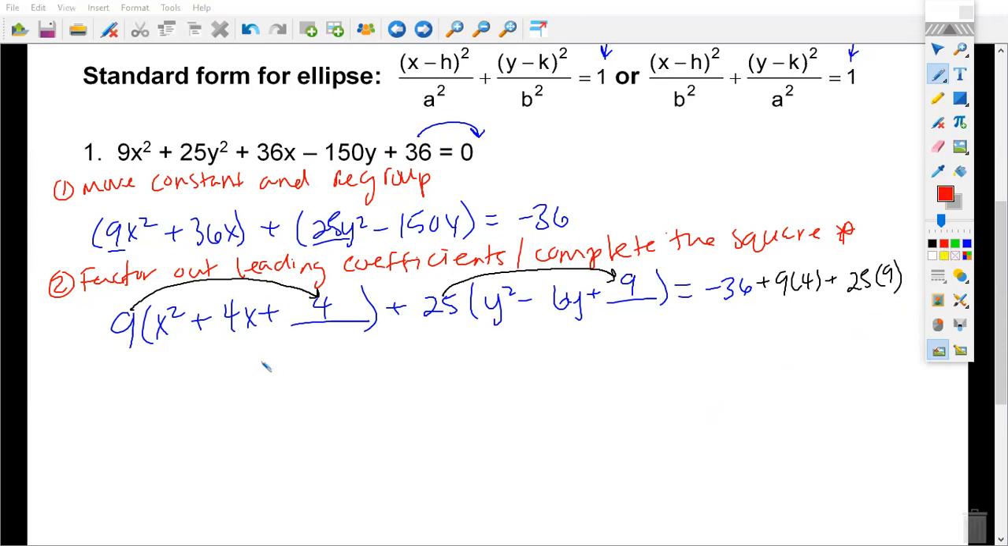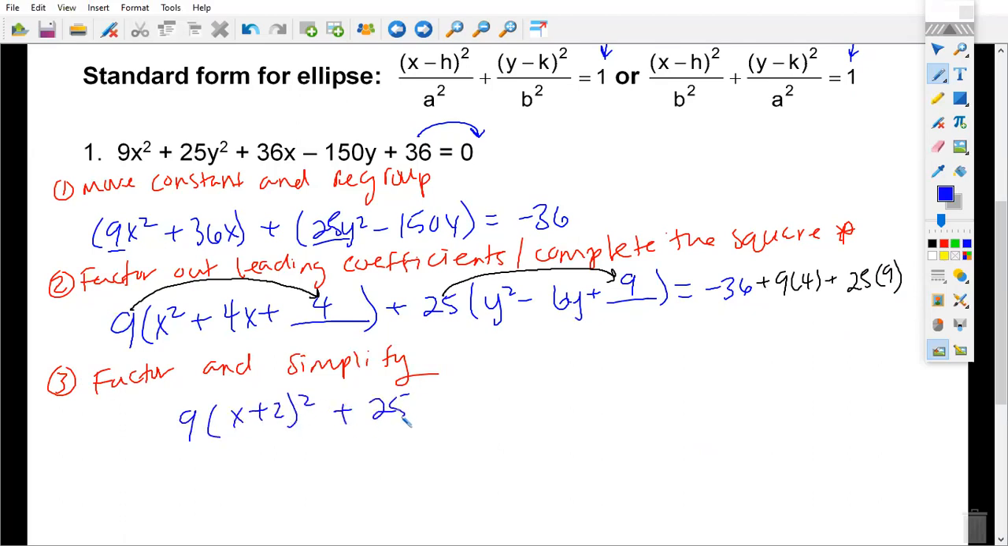Okay. So after we completed the square, then step 3 is to factor and simplify. So we're going to factor and simplify. So my factors here, we have 9 times x plus 2 squared plus 25 times y minus 3 squared equals negative 36 plus 25 times 9, which is going to give me 225.